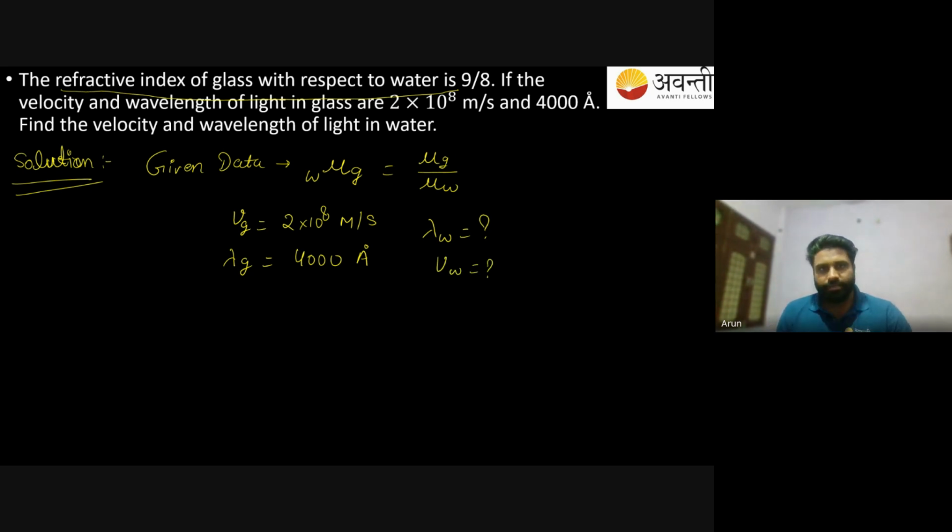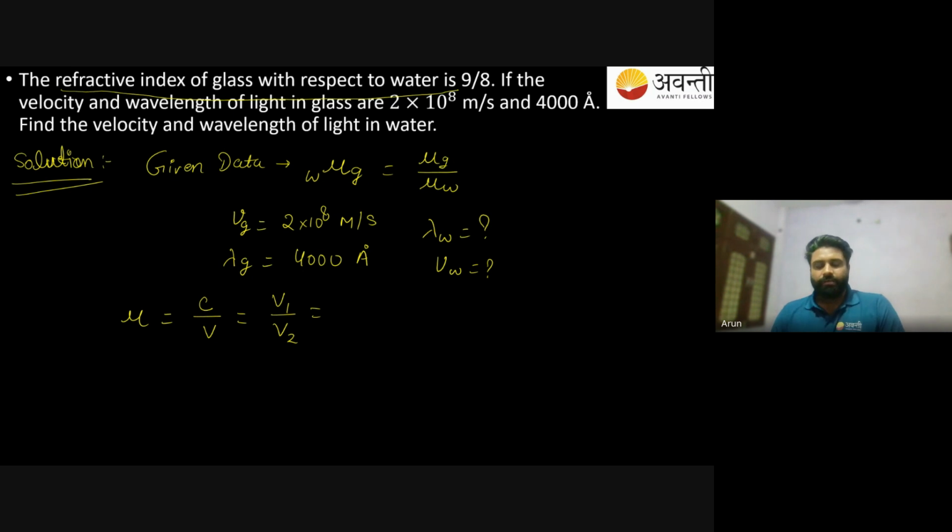We know that mu is nothing but the ratio of speed of light. More specifically, it is given as v1 by v2: speed in one medium divided by speed in the other medium.